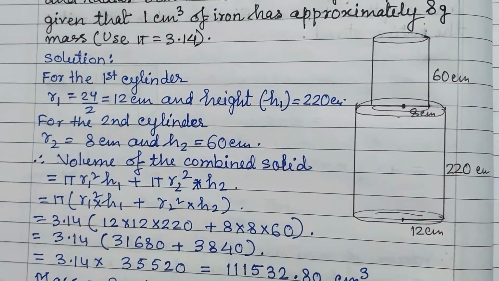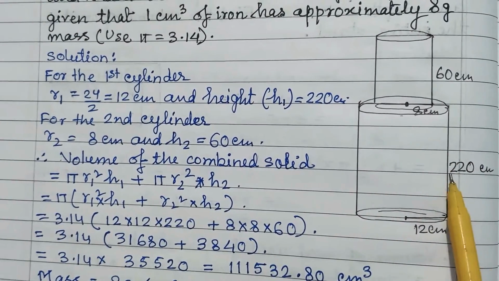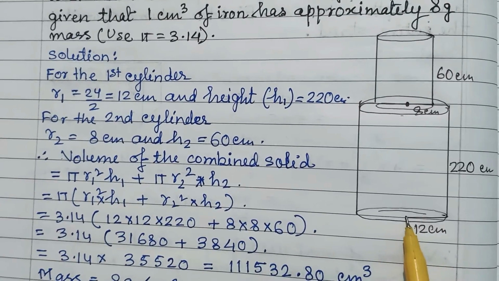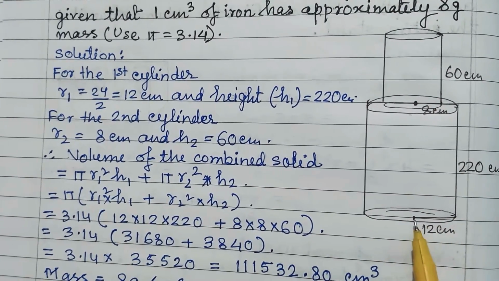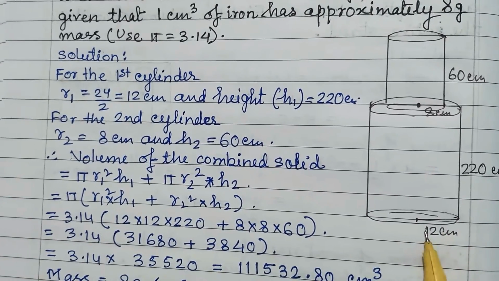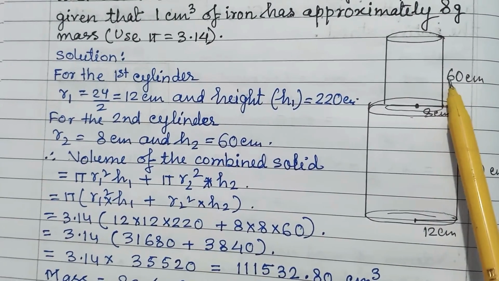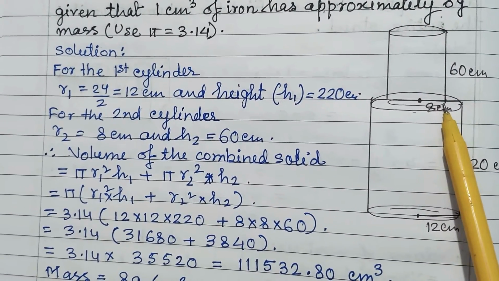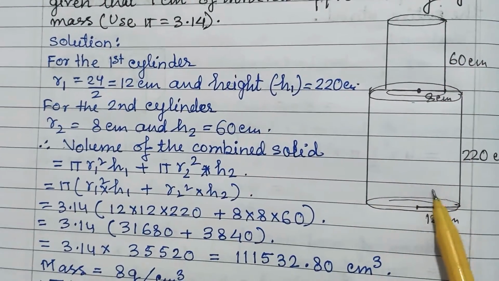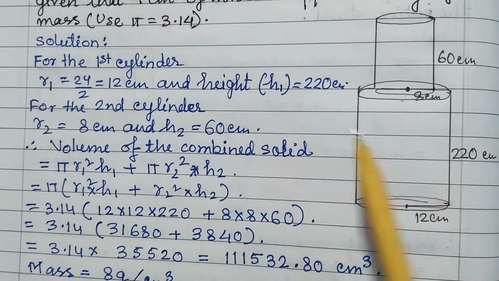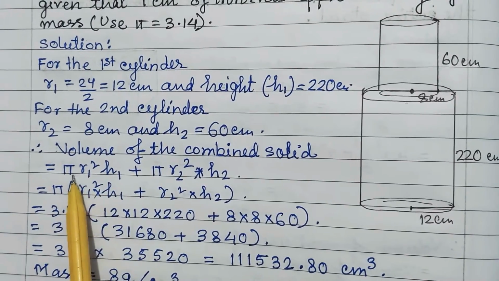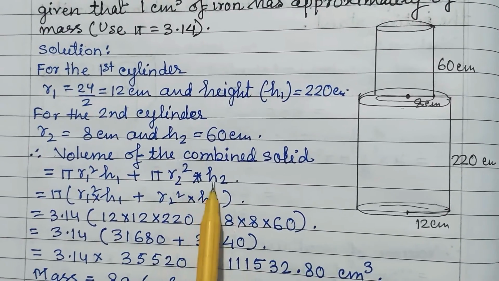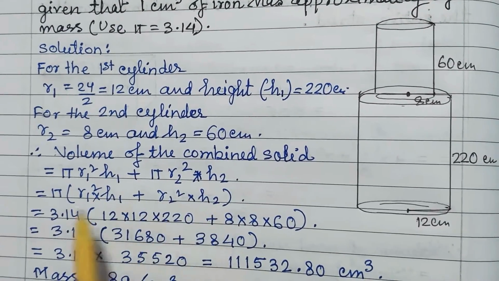Now it is the base cylinder and one more cylinder that is surmounted on this cylinder. The height of the bigger cylinder is 220 centimeter and its radius is 24/2. 24 is the diameter given, so the radius is 12 centimeter. Now another cylinder, its height is 60 centimeter and its radius is given as 8 centimeter. So the total volume of these two cylinders is equal to πr1²h1 plus πr2²h2.